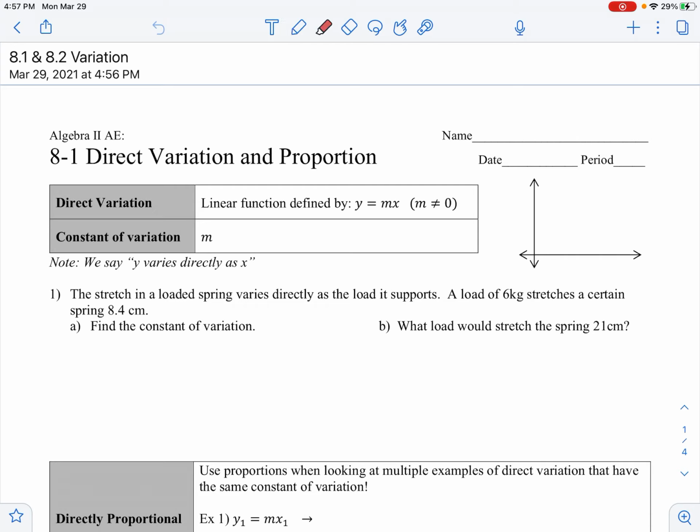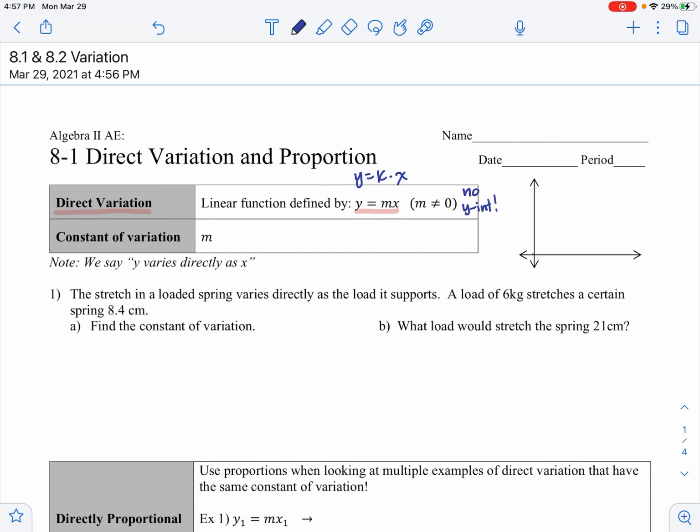So we're going to start with our definitions here. Our definition for direct variation is basically a linear function where we have y equals mx. Sometimes you'll see it as y equals k times x, with k being our constant of variation. And this is basically a line, but a line that has no y-intercept, or a y-intercept of 0.